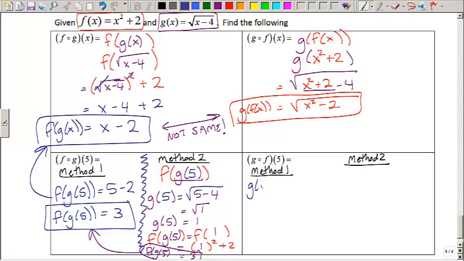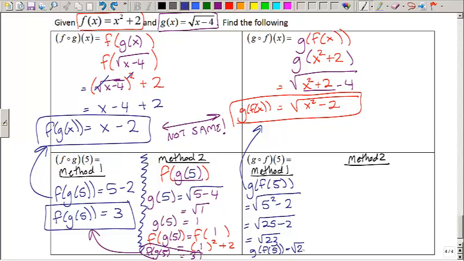Lastly, to find g of f of 5, if I have already found g of f of x, all I do is substitute 5 into my g of f of x function, which in this case is the square root of 5 squared minus 2, or 25 minus 2, the square root of 23. Therefore, g of f of 5 is equal to the square root of 23. Although if I haven't already found g of f of x, then this method wouldn't be very easy if I don't have a function to plug into.